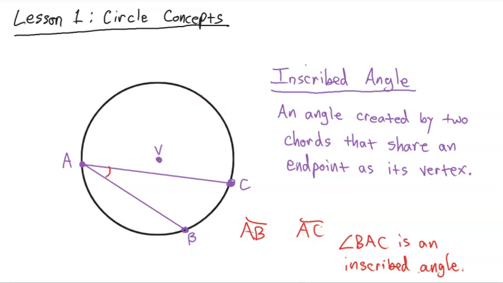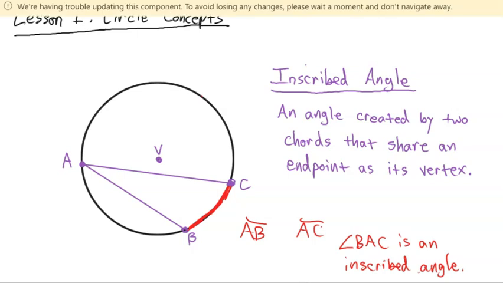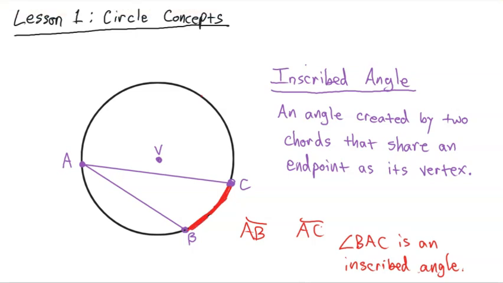Now, notice if we go to the other two endpoints, if we go to B and C, because they're both on the circle, they cut off an arc. See this here? They cut off an arc. And so that means that this arc right here, from C to B, so that's arc CB, or we can call it BC or CB. Arc BC is an intercepted arc, or it is the intercepted arc of angle BAC.